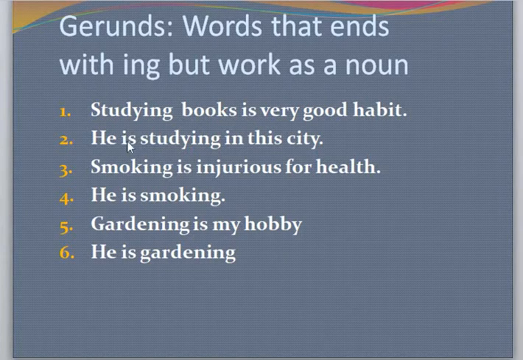In the second sentence, you can see he is studying in this city. So here, studying has been used as a verb. So we cannot say that it's a gerund here, it's a verb here. You will identify on the basis of its function in the sentence, for what purpose and at which place the particular word has been used. If it has been used as a subject or object of the sentence, then definitely it's a noun, verbal noun, and we will call it gerund. But if it is used as the verb of a sentence, then definitely we will call it verb.